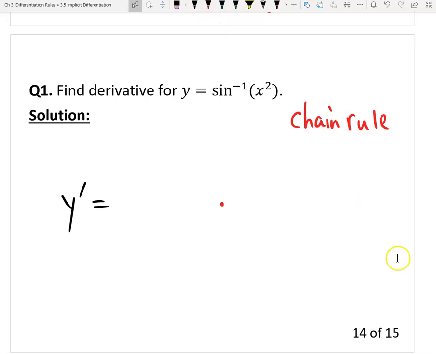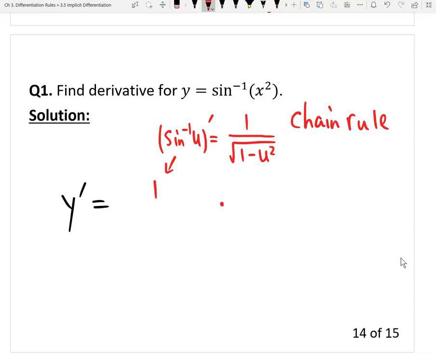Let me write. What is the derivative of the outer? The outer function is this at u. Take a derivative. Do you remember, we just get 1 over square root of 1 minus u squared, right? So we put this formula here, and we get 1 over square root of 1 minus u squared. What is u? u is x squared. So square of square, right?